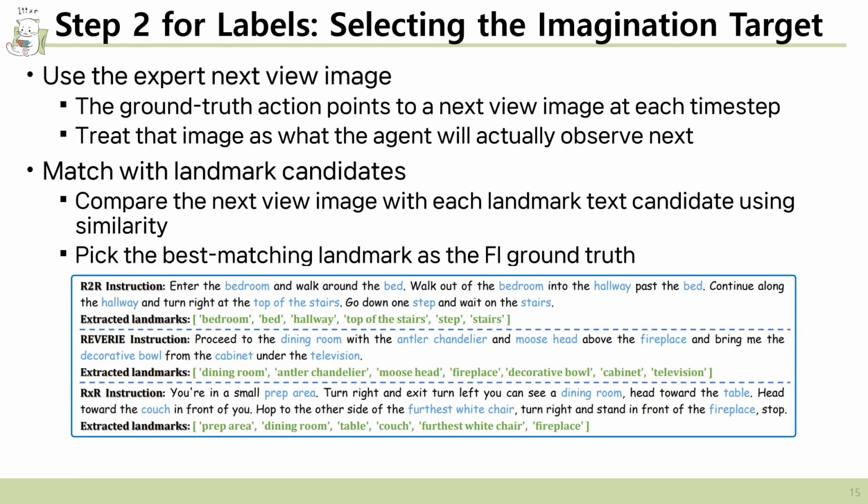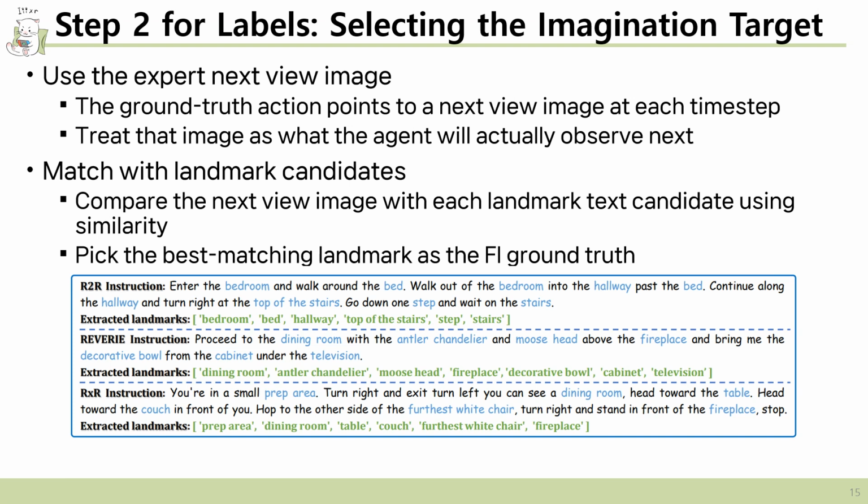Now we need to elaborate on the imagination step. This slide shows step 2. We already have the expert action at each time step. That expert action points to the next view the agent should move to.